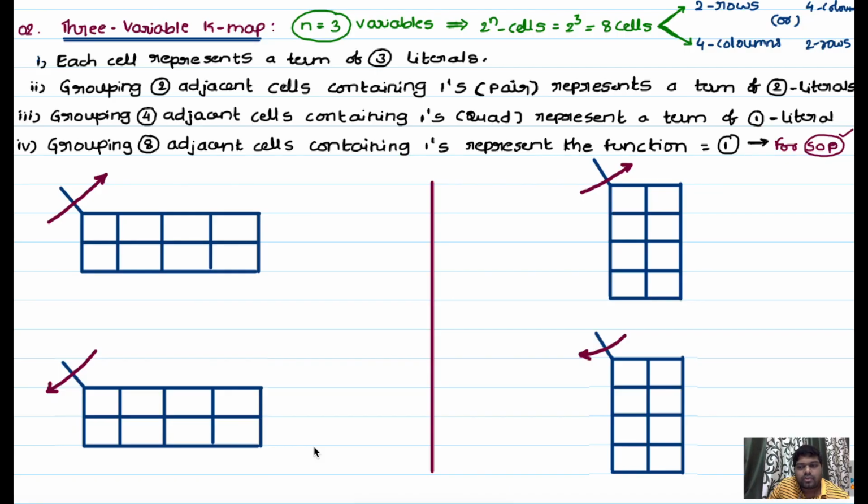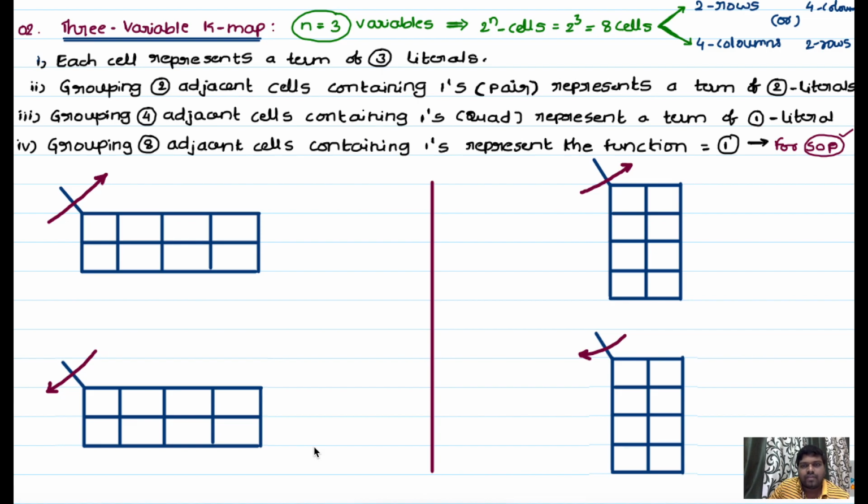Everyone, today our topic is the three variable K-map. Three variables is nothing but n equals 3, which means 3 bits only. Each variable can be assigned one single bit, so at a time we can assign 3 bits. 3 bits and 3 variables are both the same.